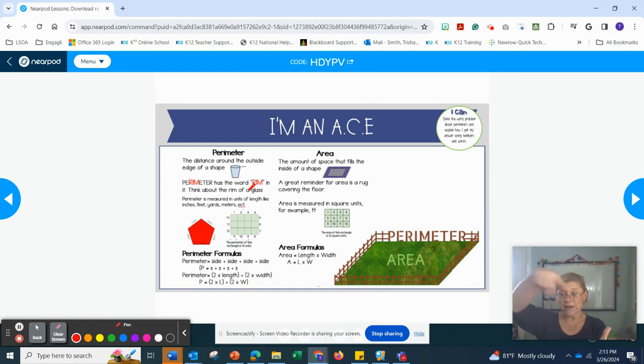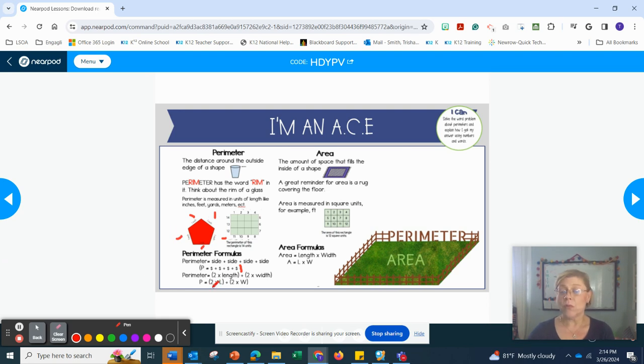Think about the rim of a glass also. Perimeter also has the word rim in it. Perimeter is measured in units of length like inches, feet, yards, meters. Perimeter formulas are perimeter equals side plus side plus side plus side, or however many sides. For this one, it would be side, side, side, side, side.